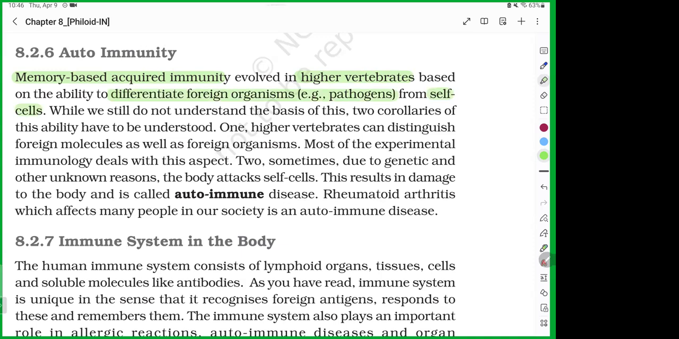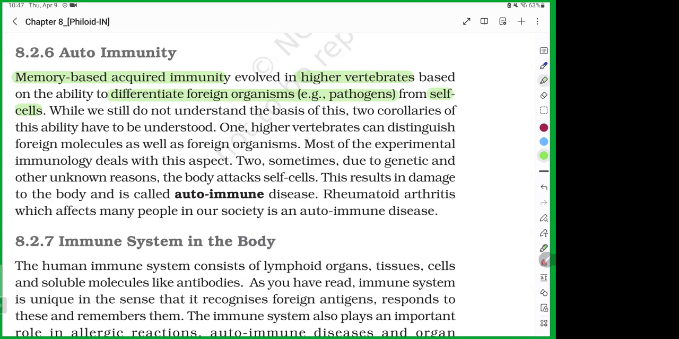But we don't understand on what basis this ability works, how these are correlated. Right? We understand that there is antigen-antibody interaction, that a foreign body or antigen helps to produce antibody from the immune system. But we still are not able to distinguish properly.